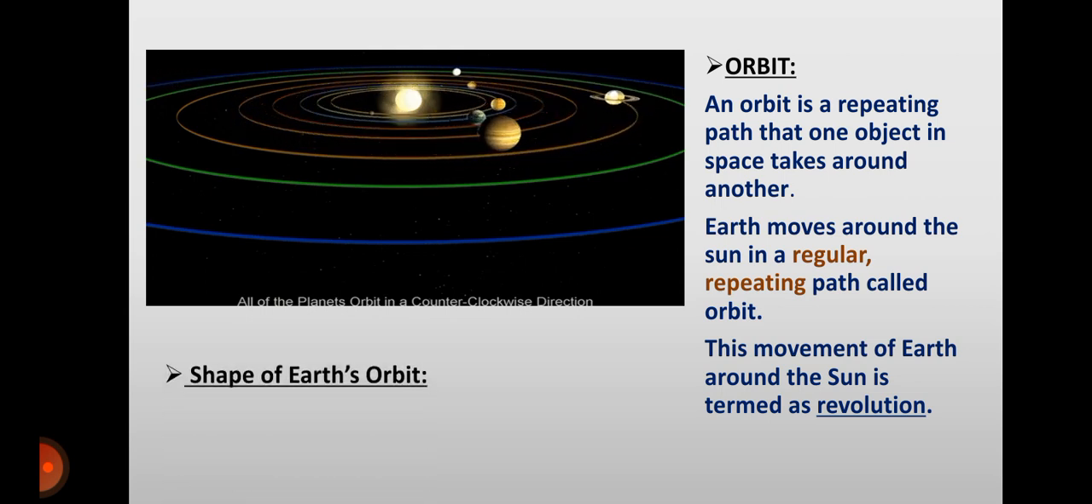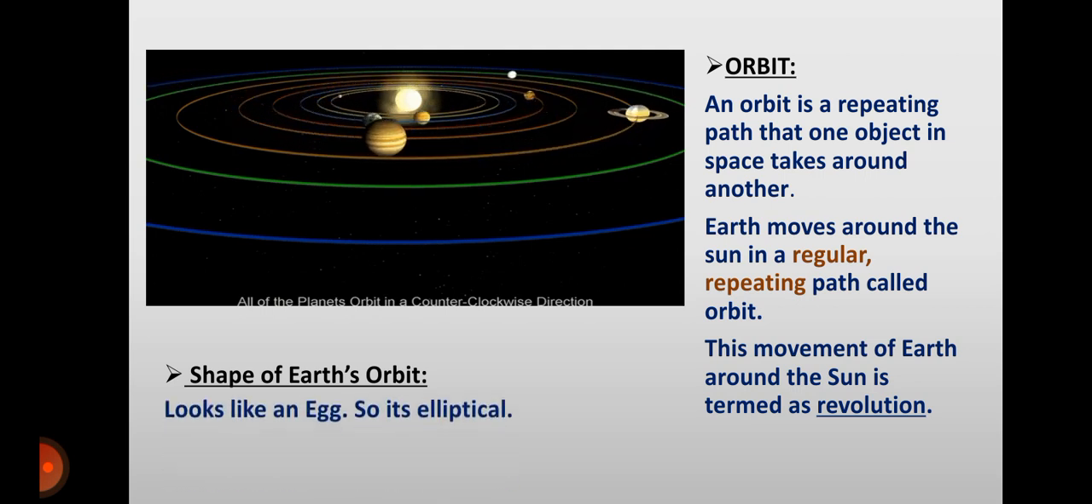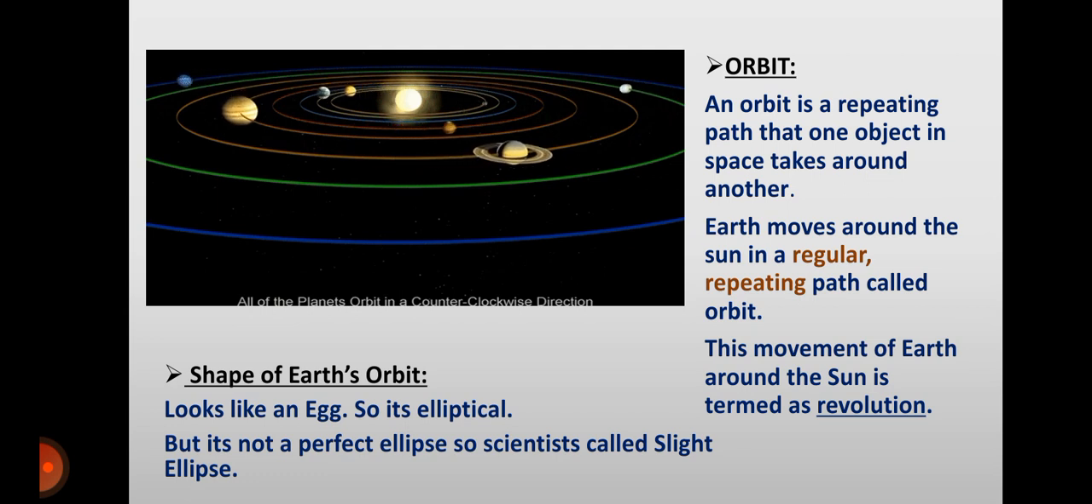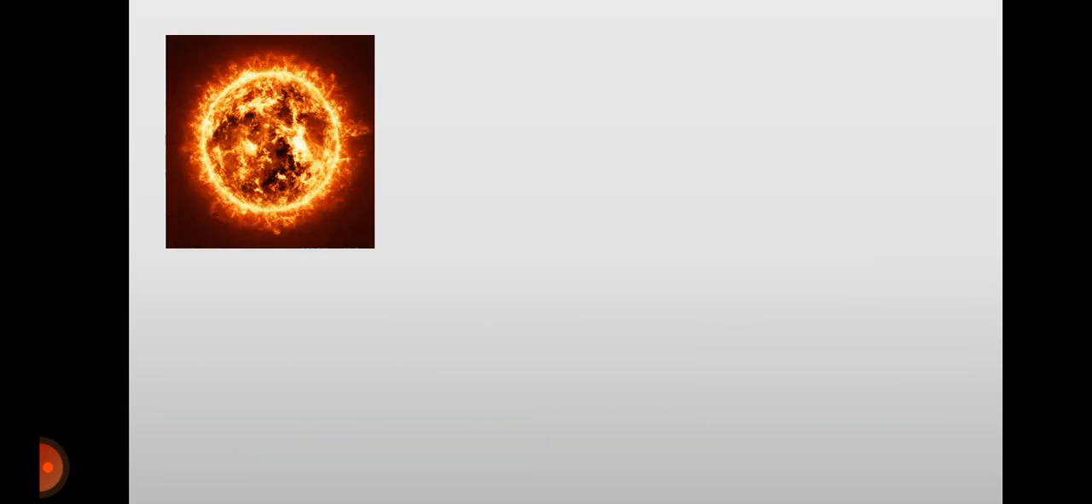Now, the shape of Earth's orbit. Looking at the shape, we can say that it looks like an egg. So, we can say mathematically that it is elliptical. But scientists found that it is not a perfect ellipse. So, they called the shape of the Earth's orbit a slight ellipse.